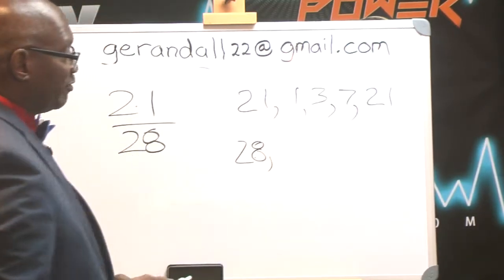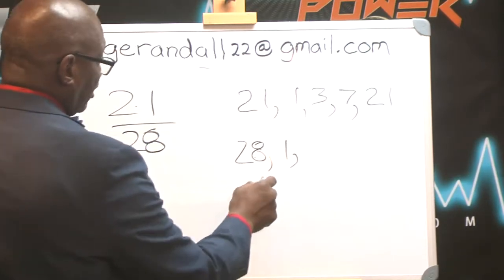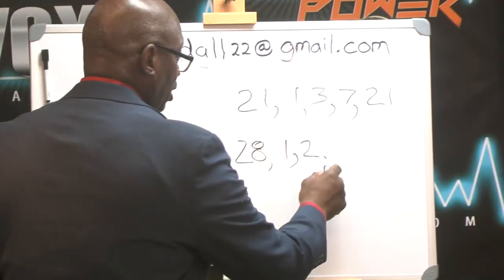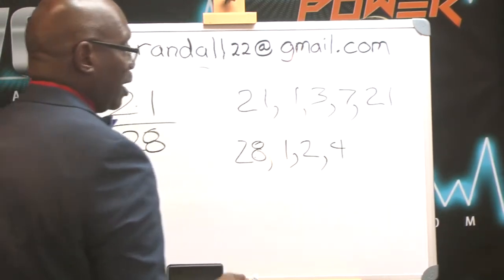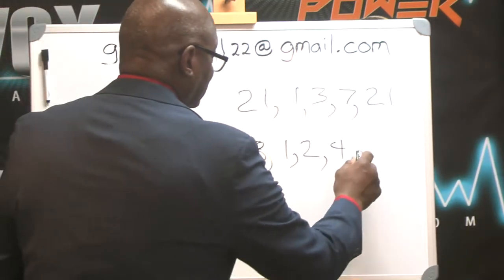Now we've got to list the factors of 28. 1, because it's an even number. 2, yes. 3, no. 4, yes. 5, no. 6, no. 7, yes.